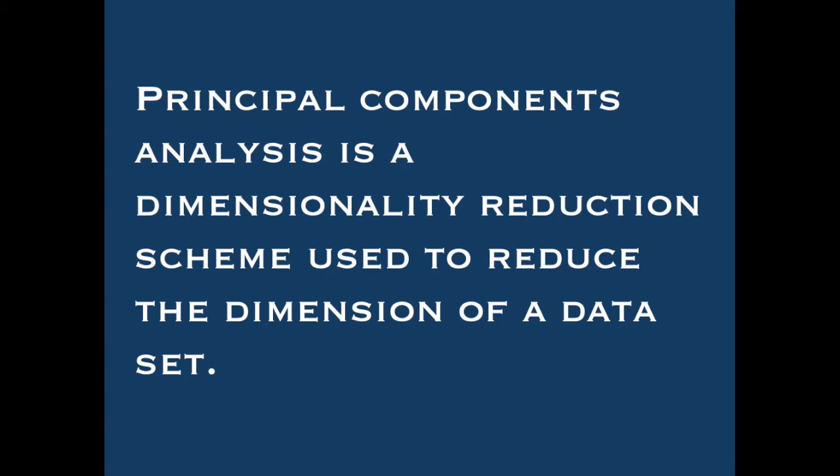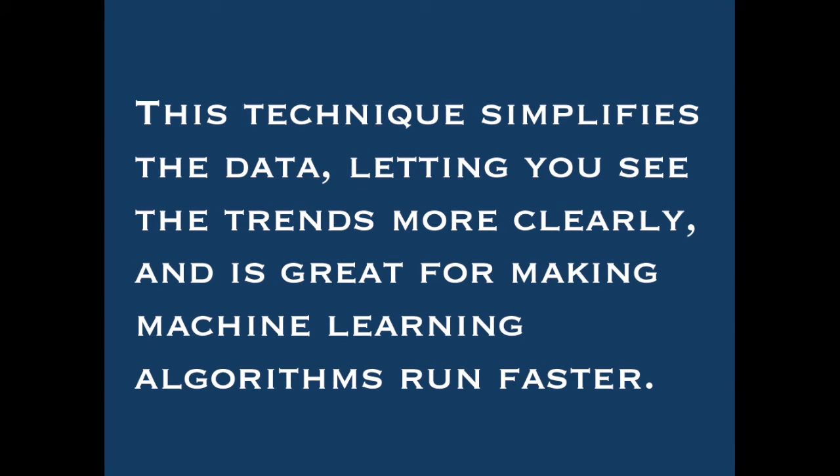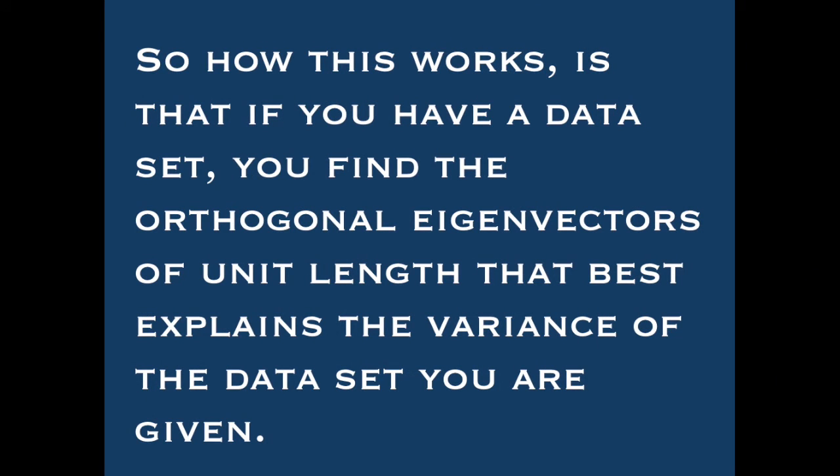Principal components analysis is a dimensionality reduction scheme used to reduce the dimension of a data set. This technique simplifies the data, letting you see the trends more clearly, and is great for making machine learning algorithms run faster. So how this works is that if you have a data set, you find the orthogonal eigenvectors of unit length that best explain the variance of the data set you are given.